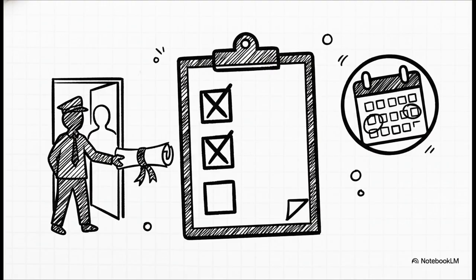Only after checking all those boxes can they leave the summons at the defendant's residence with a competent person over 18, or at their office with the person in charge. So the law bends to reality for sure, but it fiercely protects due process while doing it.